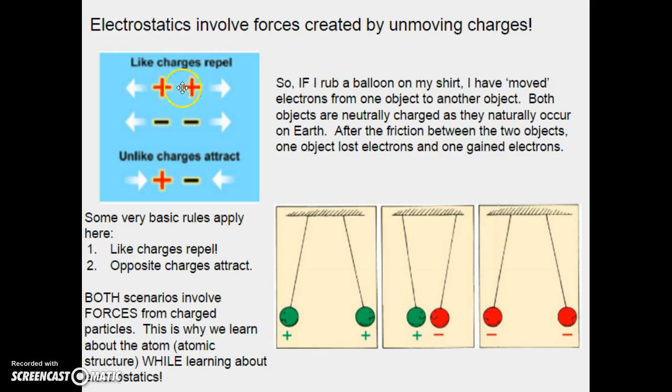Like charges repel. Two positively charged objects are going to repel. Two negatively charged objects will repel. But opposite charges are going to attract. A positive and a negative are going to attract.